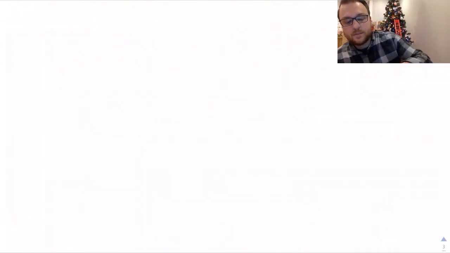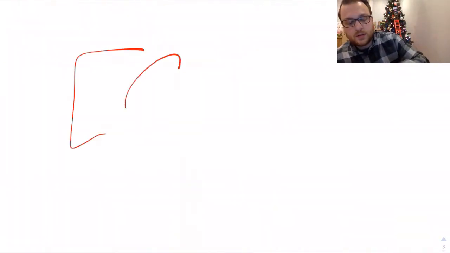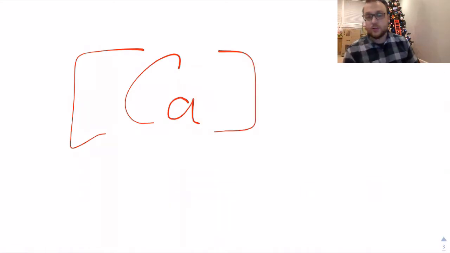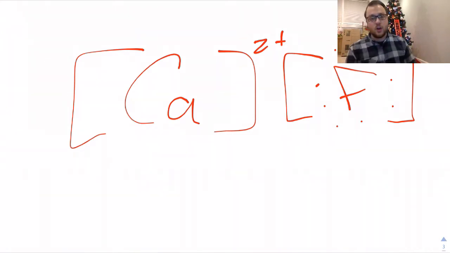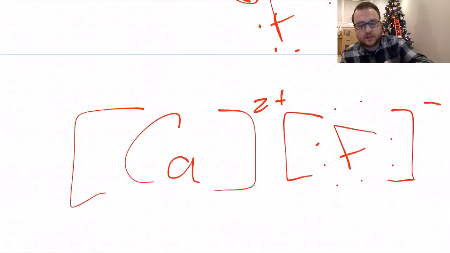So your final answer is going to have your calcium with no electrons, because it got rid of them, with its charge. And then a fluorine with its 8 dots, with its charge. But since there are 2 fluorines, you're going to put a 2. So we know that there's 2 fluorines.